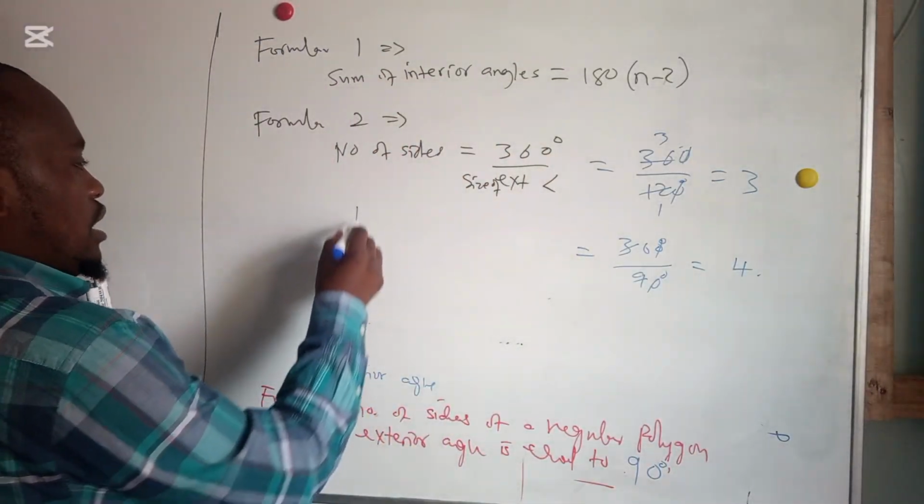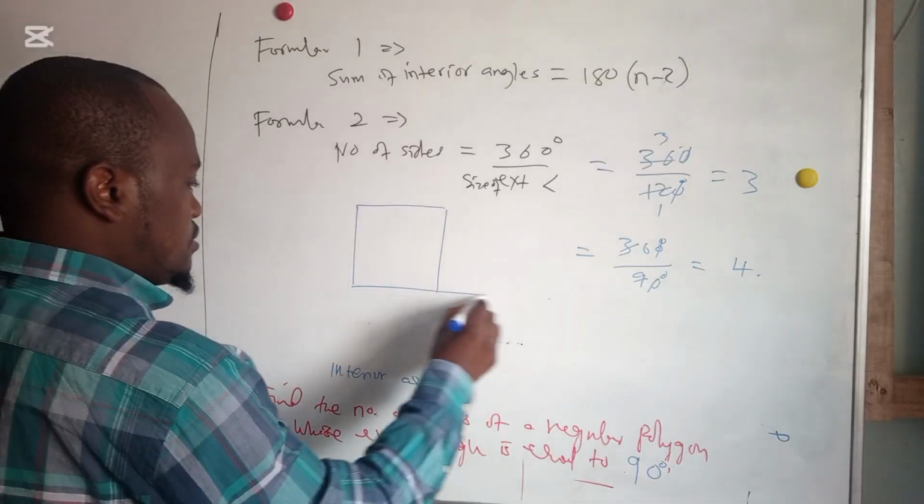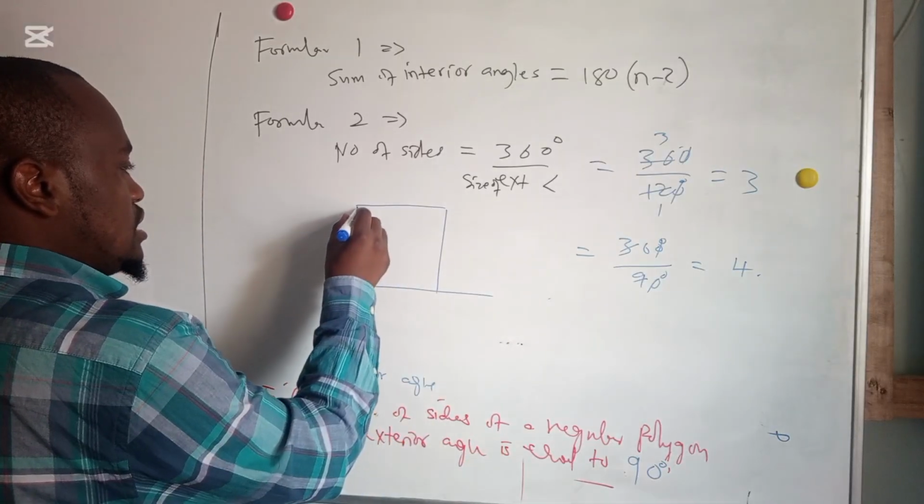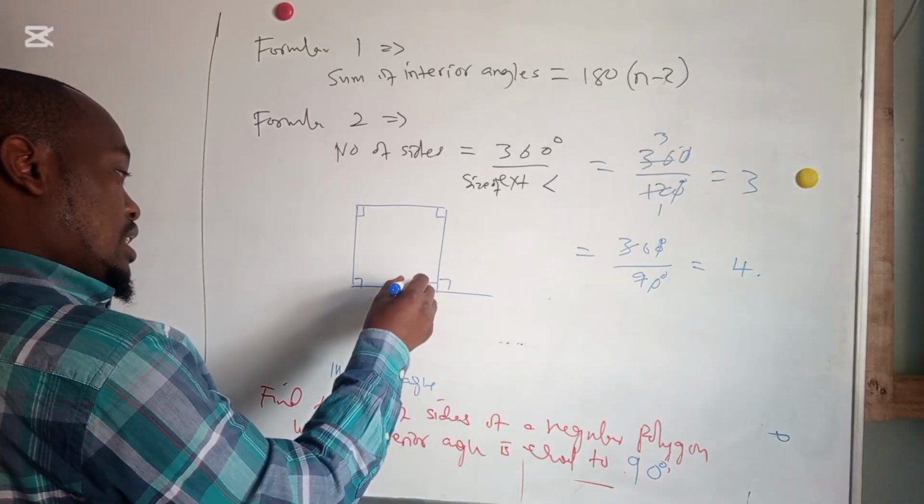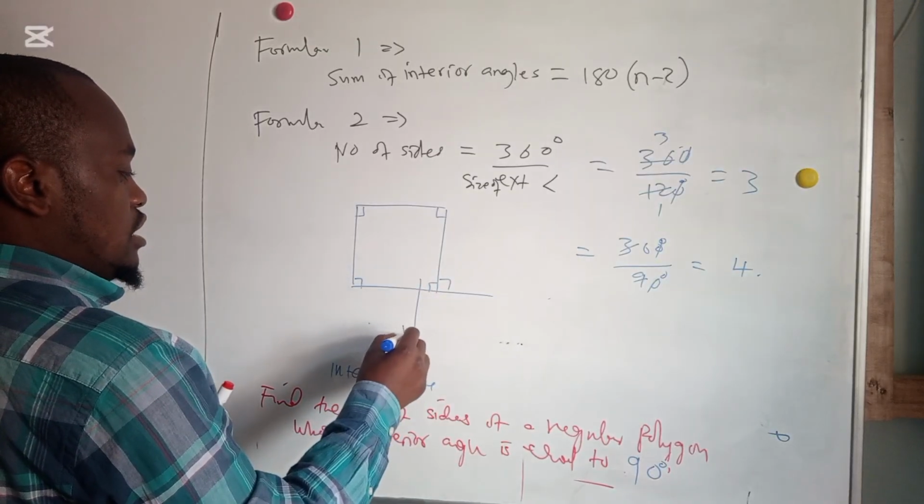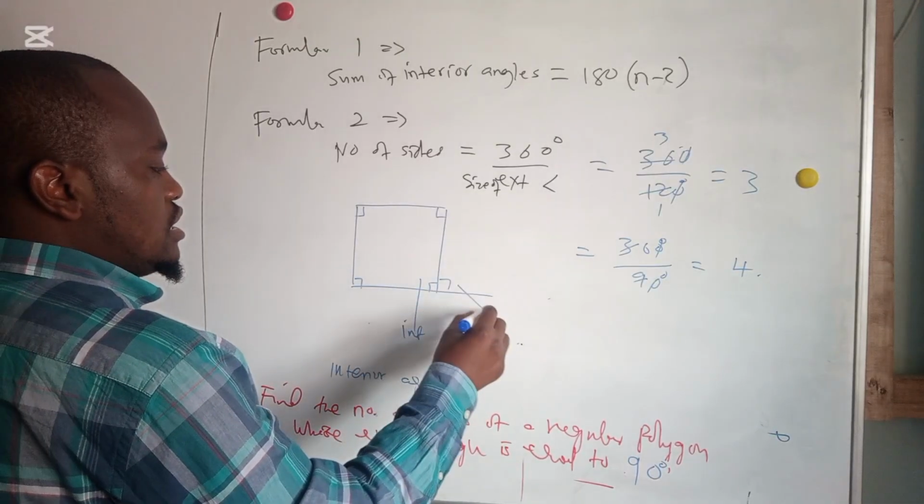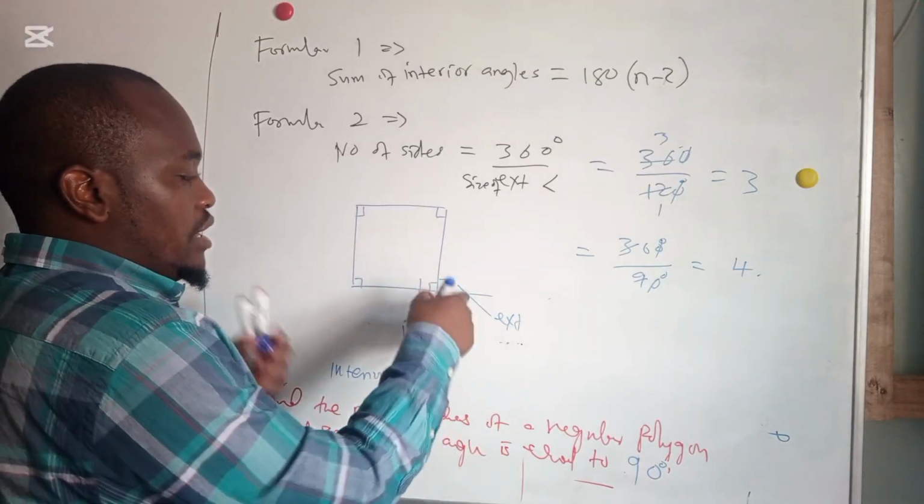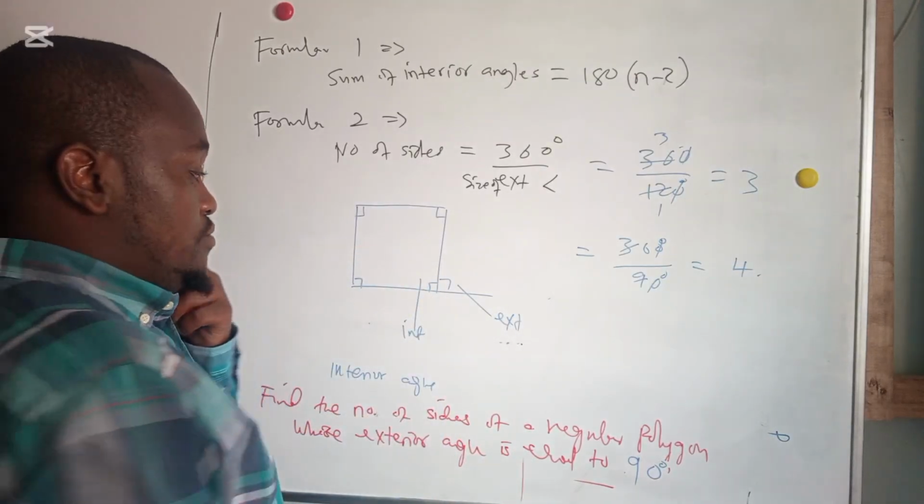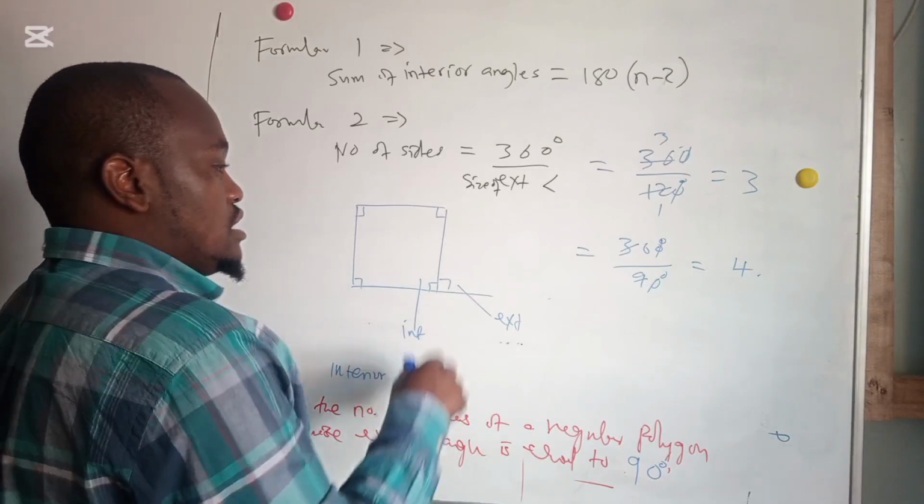We have a square that has 4 sides. We say this is 90, 90, 90, and this is 90. This one is the interior angle, while this is the exterior angle. If this is 90, then 180 minus 90 is also 90. So the size of the exterior angle is this.